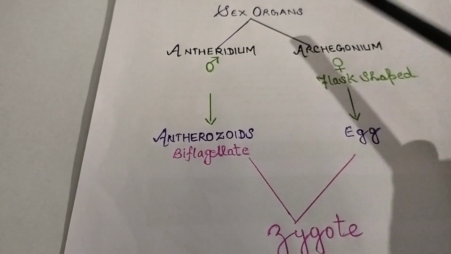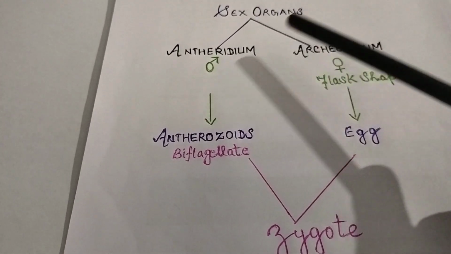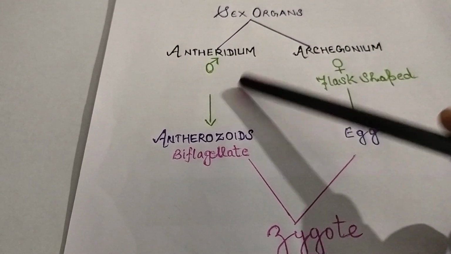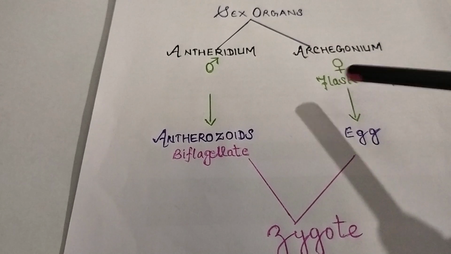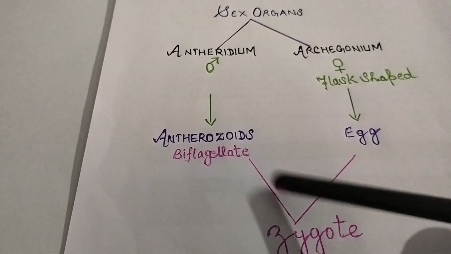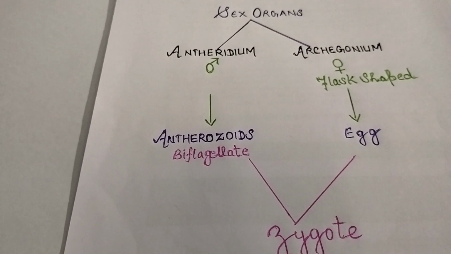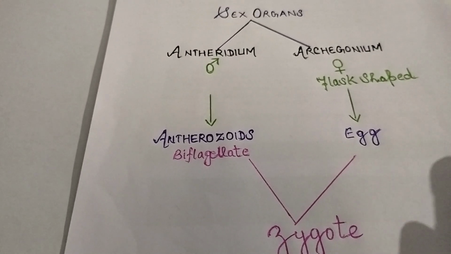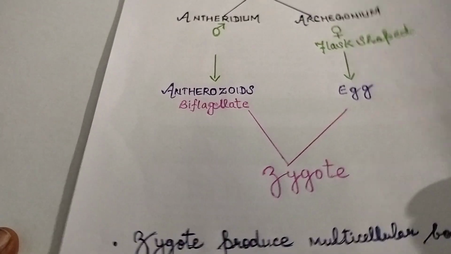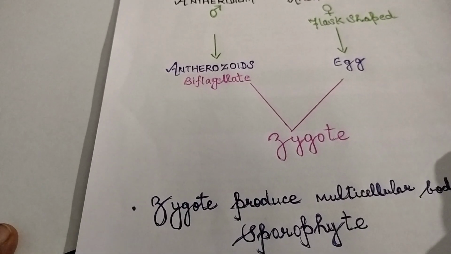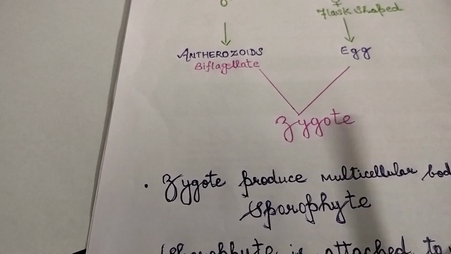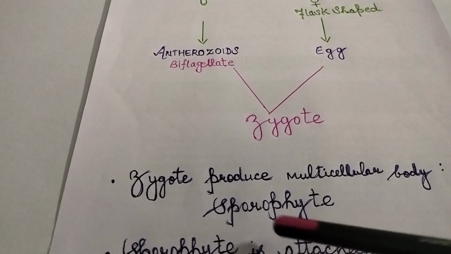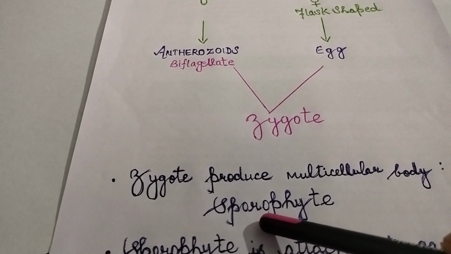Now the main plant body is the gametophyte. They are haploid. Antheridium, archegonium, gametes, sex organs, all are haploid. They are producing haploid gametes. These haploid gametes fuse together to form a zygote, and this zygote is diploid in nature. Now further, this zygote grows and develops to form a multicellular body which is called the sporophyte.